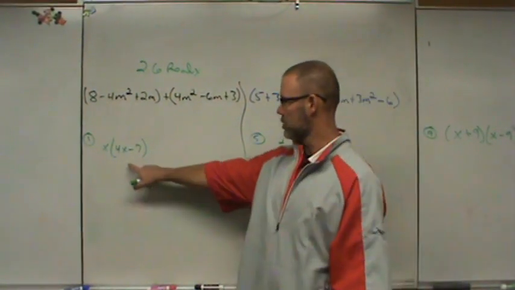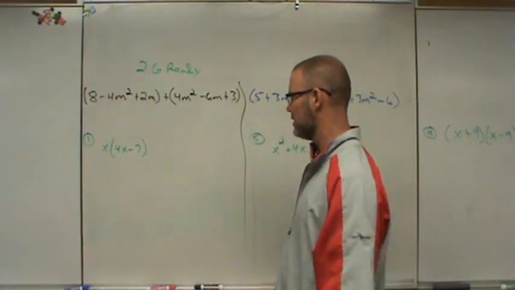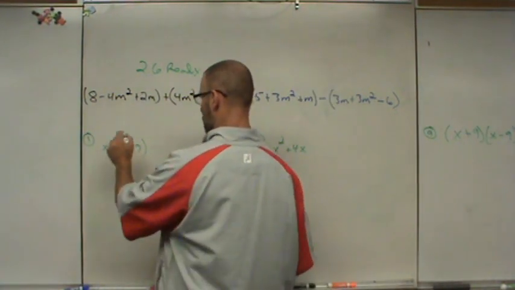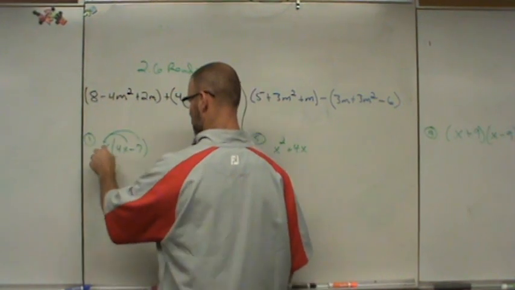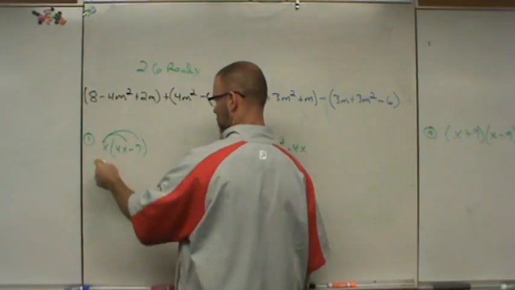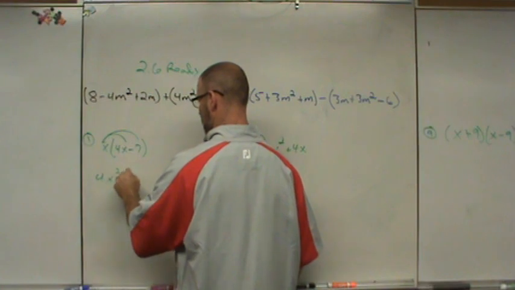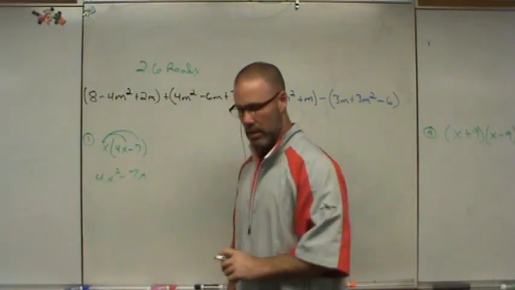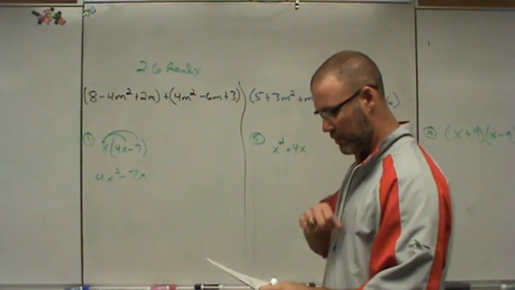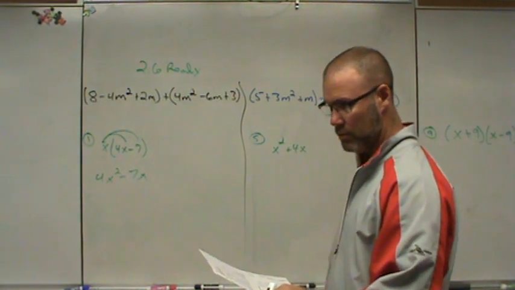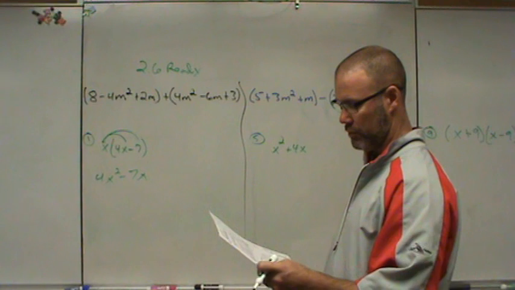I'm going to start with question 1 on 2.6 the Ready. It's asking you to distribute or multiply. It's pretty basic. Show your multiplication. Okay, that's my arrows for me showing my work. So 4x squared minus 7x. Go ahead and pause and try 2 and number 3, and I'll give you a minute to do those, and then I'll come back and give you the answers for 2 and 3.